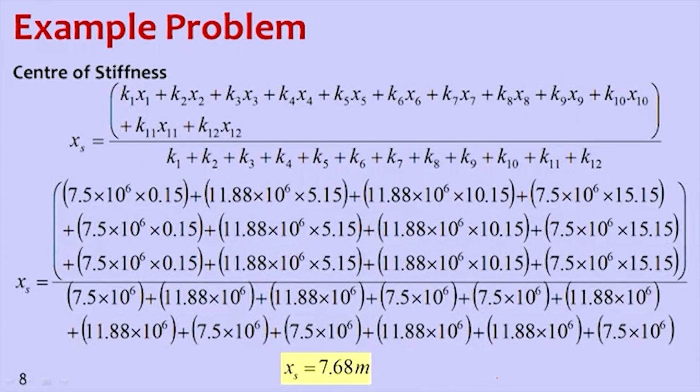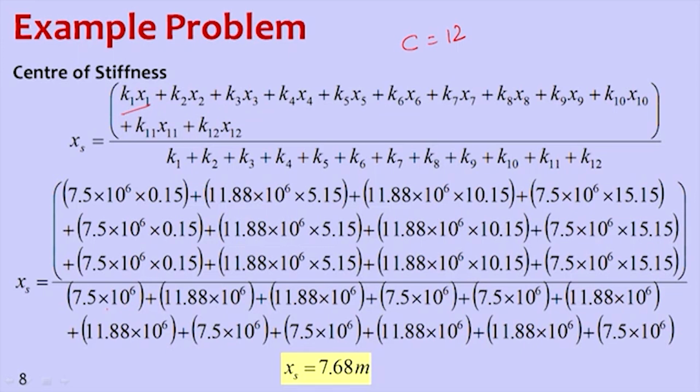Similarly, we can calculate the center of stiffness in a similar fashion. So now x1 is the distance from the origin to the center of the column. So k1 x1 is for the first column. Similarly, we have 12 columns, so each column will get one component of k1 x1. So we got a stiffness of 7.5 into 10 to the power of 6 into 0.15, plus similarly for all other columns we get this equation, divided by the total stiffness of the structure, or the total stiffness of the columns. So 7.5 into 10 power 6 and 11.8 into 10 power 6.